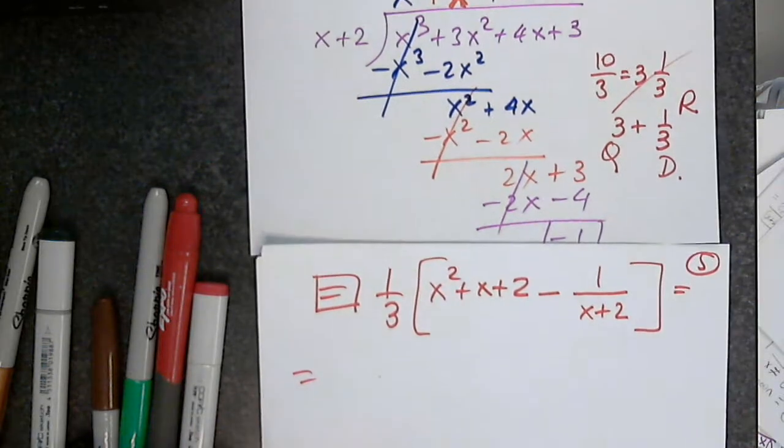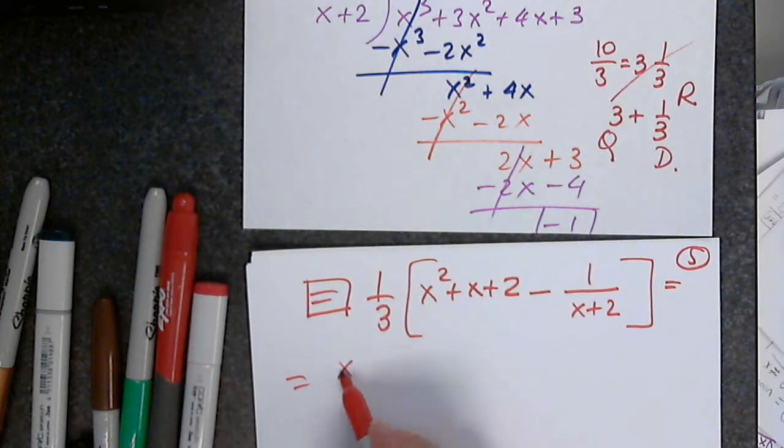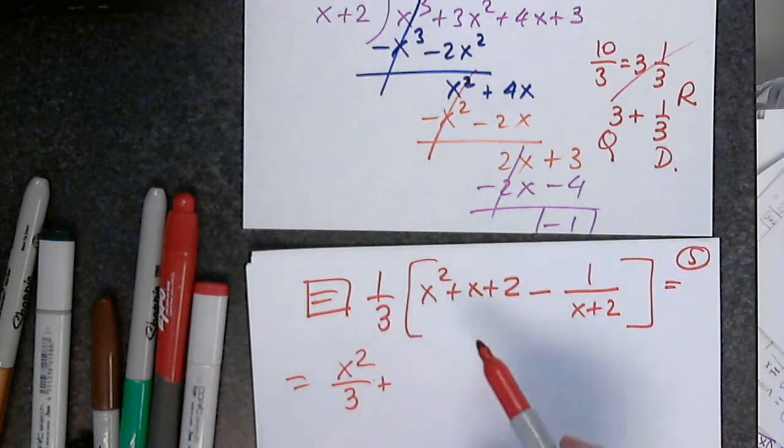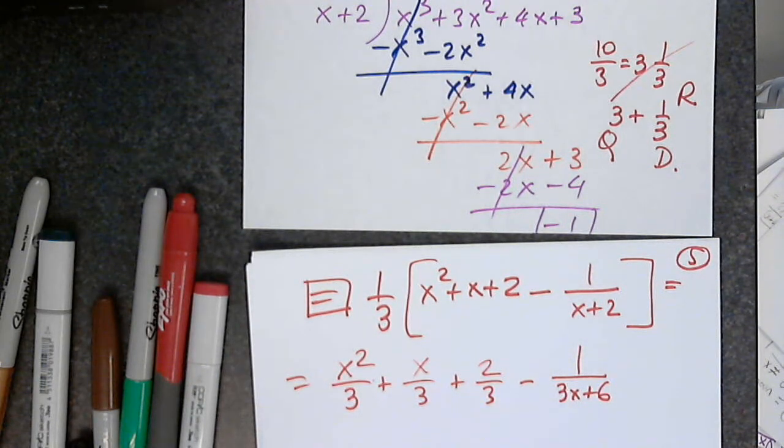Now I want to eliminate brackets, and now slowly I distribute 1/3 to everything. 1/3 times x squared over 3, plus 1/3 times x over 3, plus 2 over 1 times 1 over 3, 2/3, minus 1 divided by 3x plus 6. So I made my life easier by removing that 1/3, and it waited for me. I was finished. When I finished, I put it back in.